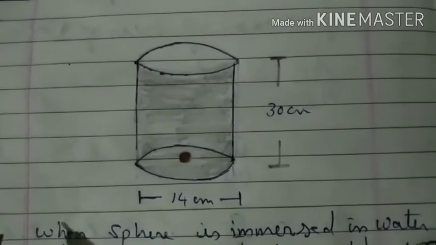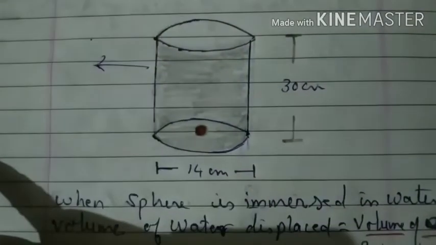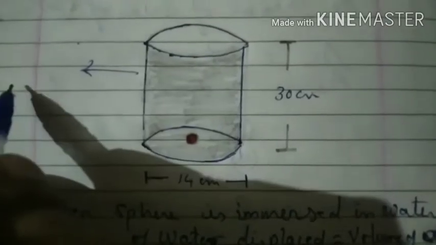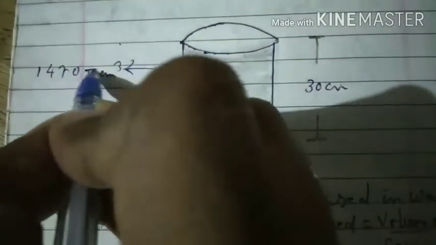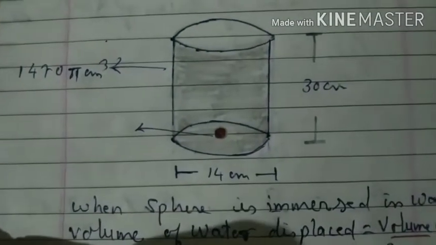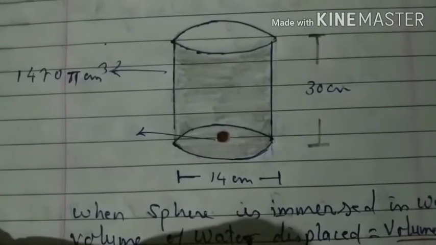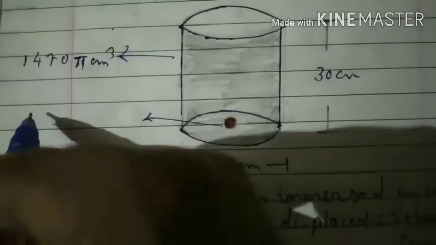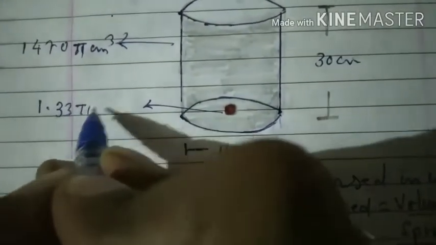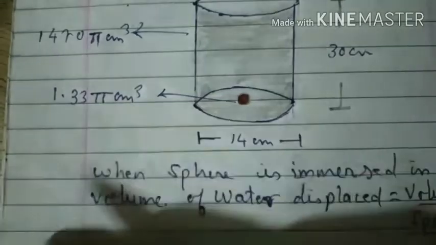So now what we'll do, first we will find the volume of the cylinder using the formula, that is pi r square h. So when I substitute the value, I get the answer 1470 pi centimeter cube. Then I have to find the volume of the sphere, that is the formula is 4 by 3 pi r cube. So when I substitute the value, I get the answer 1.33 pi cubic centimeter.